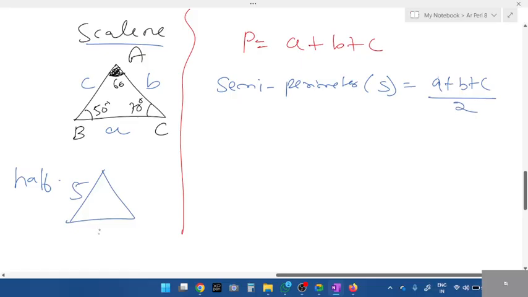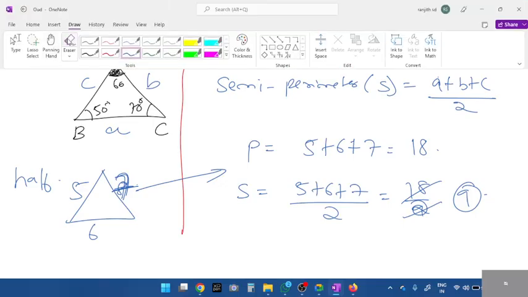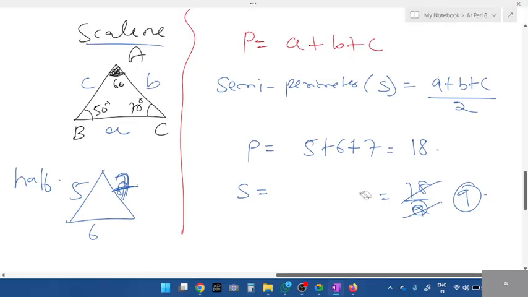Look at this triangle, 5, 6, 7. What's the perimeter? How do you find perimeter for this triangle? All of you unmute and answer, students. Be quick. 5 plus 6 plus 7. What's the answer? Okay, let me write 18. P stands for perimeter, S stands for semi-perimeter. What's the formula for semi-perimeter? 18 divided by 2 is 9. Is it clear? All of you understood? S is 9. Okay, next.